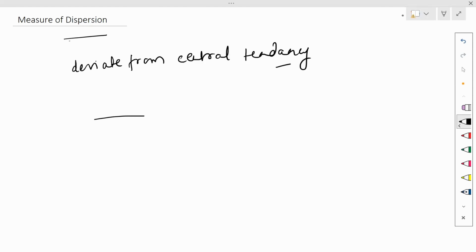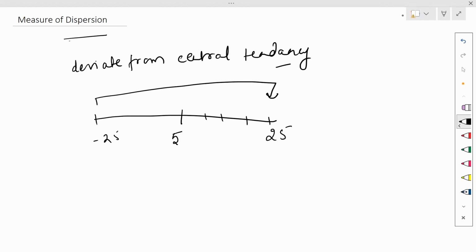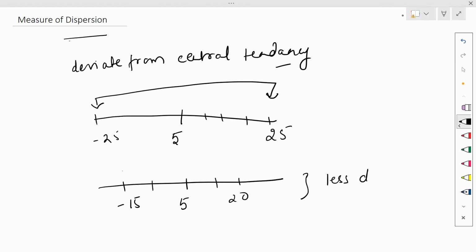So if I take an example, if we have some data where our mean value is 5 and data is going till 25, say here, and minus 25 here, so this is the spread of data. But if we have another data where the mean is 5 and the maximum value is up to 20, and on this side the maximum value is up to minus 15, in this case the data is less deviated from the mean.